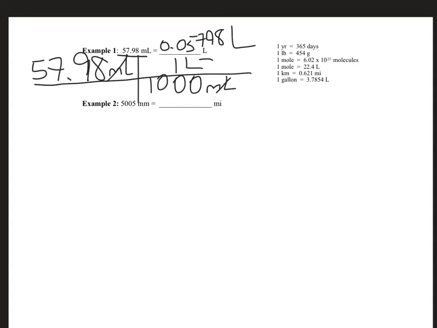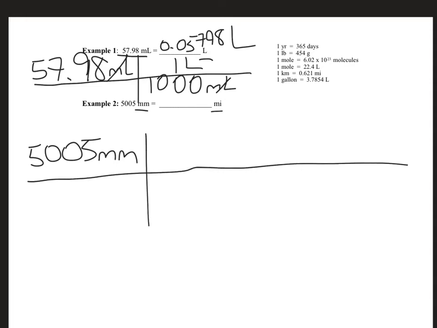Let's look at example 2, because that's the example we talked about earlier, going all the way from millimeters to miles. So step 1, think about where you're starting. I'm going to start with millimeters. Step 2, think about where you're ending. You want to go to miles. So I'm going to set up my dimensional analysis. 5,005 millimeters. Start my railroad tracks.